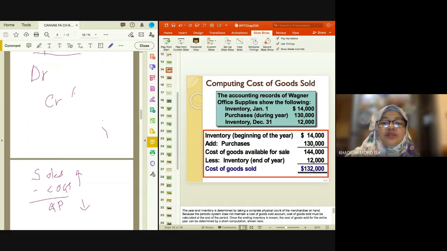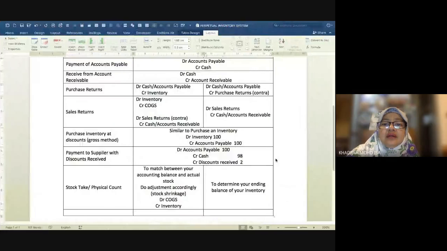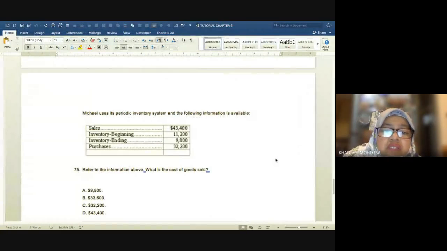Okay? Using the same formula, what would be your COGS here? You have sales of 43,400, inventory beginning, inventory ending, and you have purchases. Anyone?